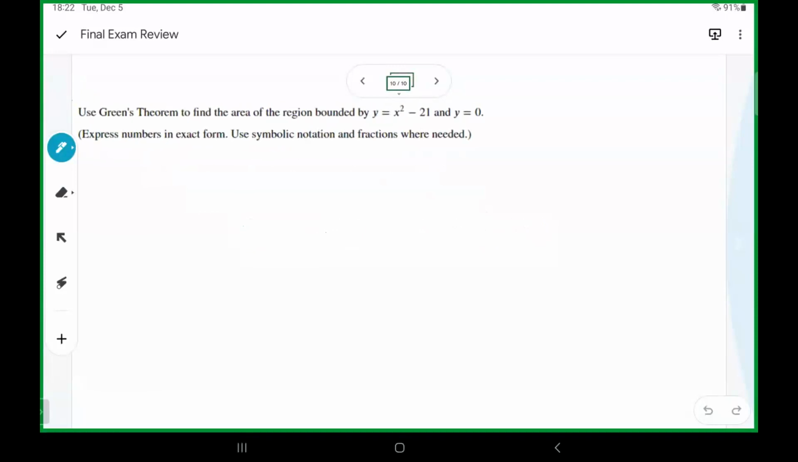And then I want you to have the plot of the region as well. You will have to do this part on your test alone, but I am giving it to you. Okay, so this says, use Green's theorem to find the area of the region bounded by these curves. So, determine the limits of integration for x.